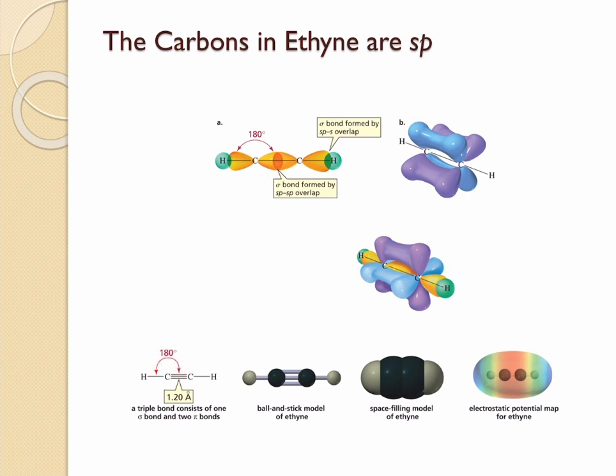And out of these 3 bonds, one is going to be a sigma bond, which is going to be formed by the sp-sp overlap of the orbitals present in these 2 carbons. And the other 2 are going to be pi bonds. So there are going to be 2 pi bonds, which are going to lie perpendicular to each other. So that's one pi bond, and this is going to be another pi bond, and they are going to be formed by the overlap of the unhybridized p orbitals present in the 2 carbons.